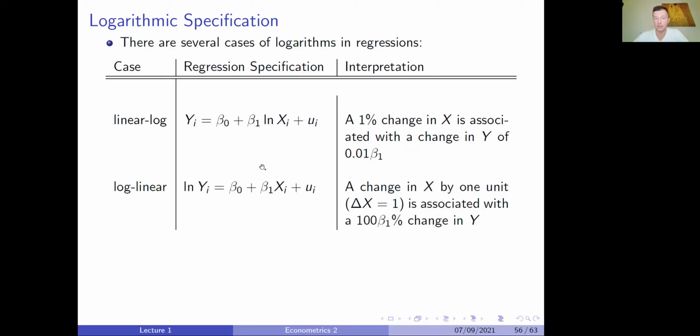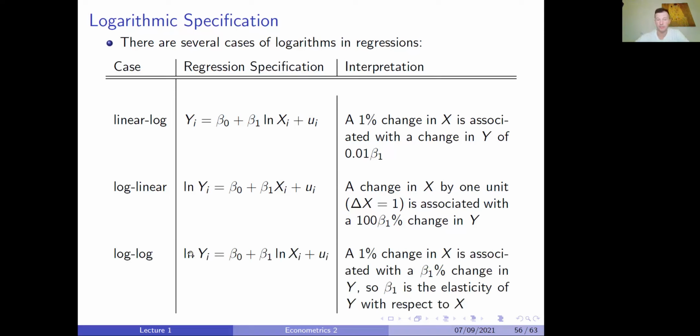Another variable, which is in levels, changes by units, but whenever you are using change in percent, you need to divide beta 1 by 100. Whenever x changes by units, you need to multiply beta 1 by 100. And the log-log specification is when you have the logarithm in both y and x. Now a 1% change in x is associated with a beta 1 % change in y. And beta 1 is called the elasticity coefficient of y with respect to x.